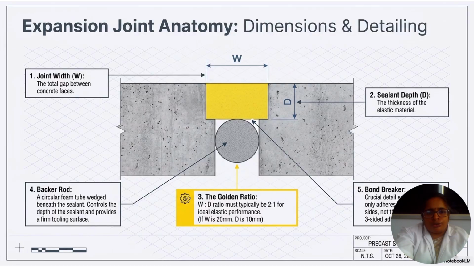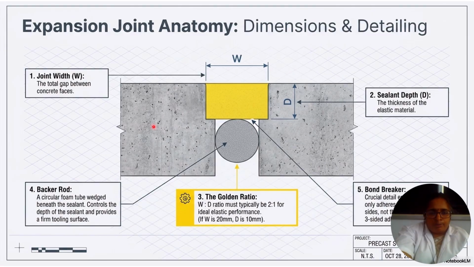This figure shows you the dimensions and detailing of a joint. It consists of a joint width, which is the total gap between the two concrete faces, denoted by the symbol W, and the thickness of the material, called the sealant depth, denoted by capital D. The rule says the W to D ratio should be within a range of 2:1 for ideal elastic performance. That is, if W is 20 mm, then D should be 10 mm.